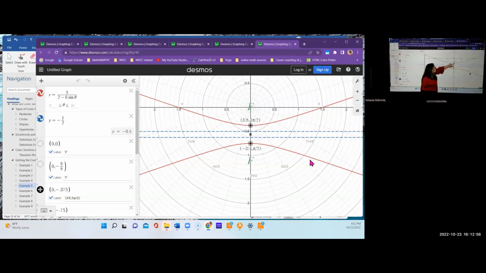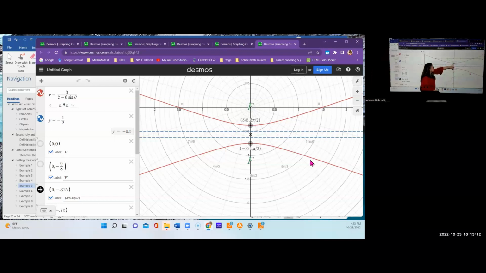And then we've got 3/8 at 3π/2. So oddly, they kind of flip-flop, but that's just the way it works with polar coordinate systems. Once we have that, we can find the length of the transverse axis, which is the distance between the two.